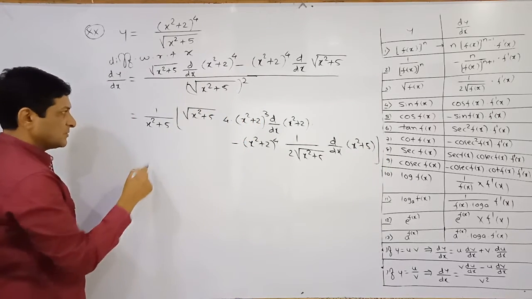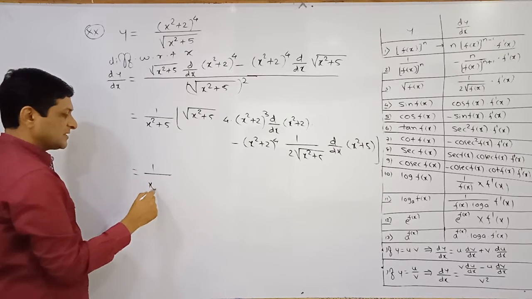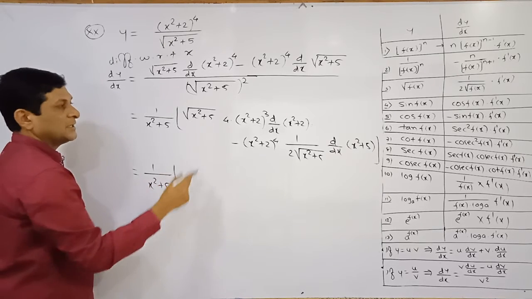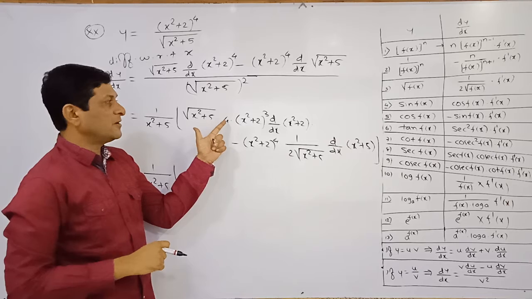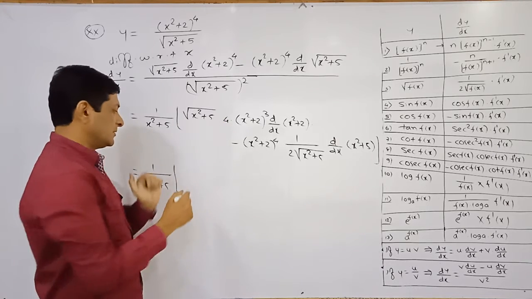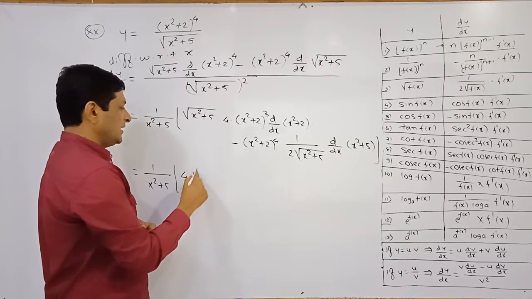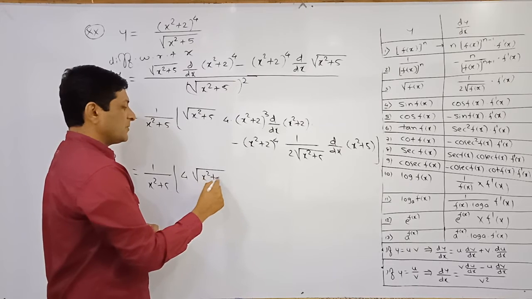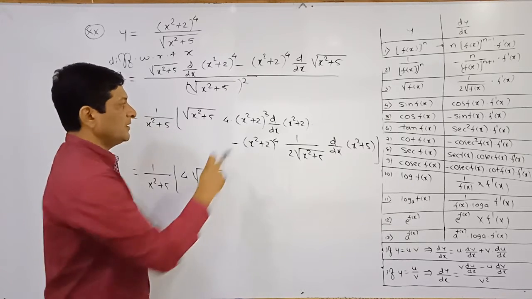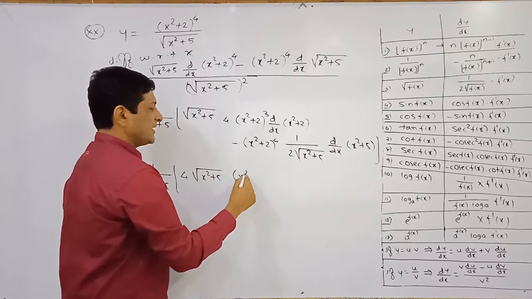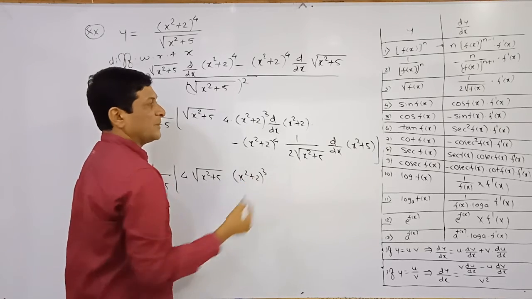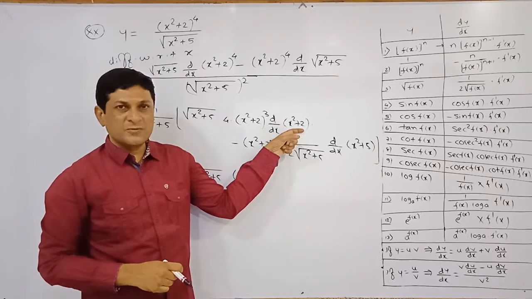So which is equals to, in the denominator keep this x square plus 5 as it is. Now let us simplify it. First write down the numerical value, means 4. 4 into under root x square plus 5 into x square plus 2 raised to power 3. Now we are finding its differentiation.